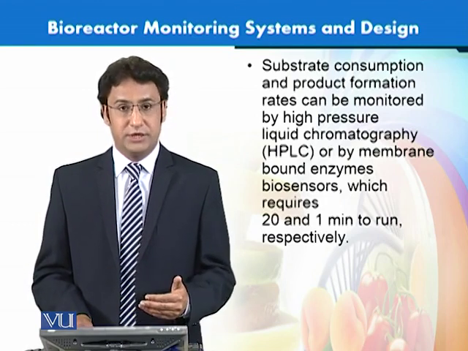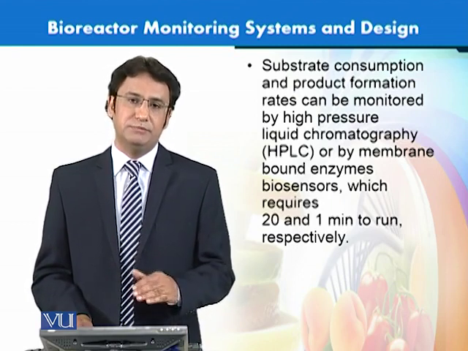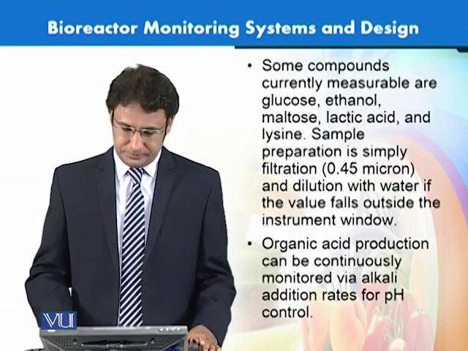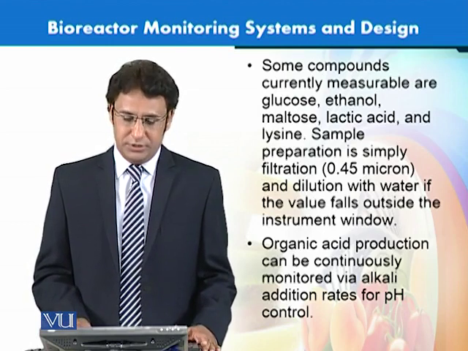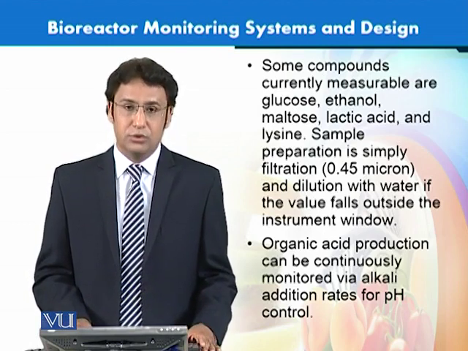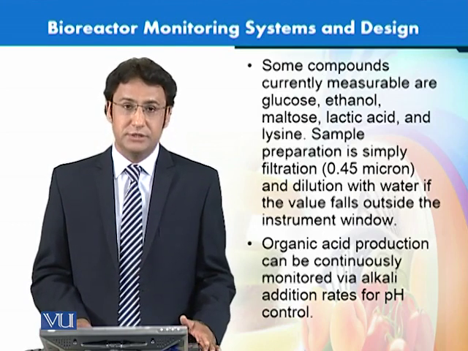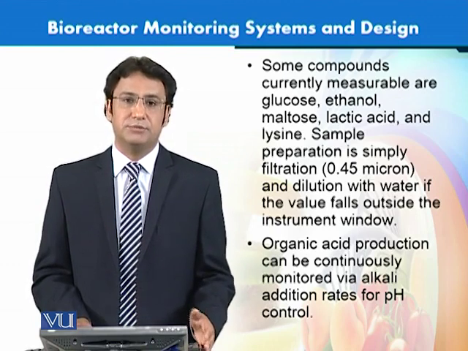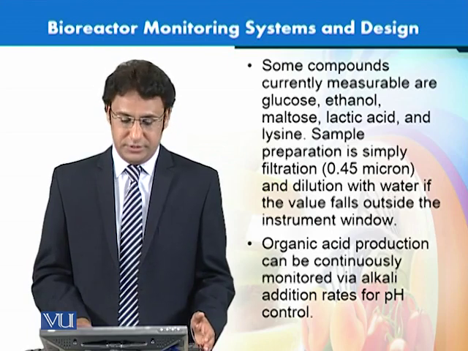But the good thing is that you can look at the related, similar compounds that are produced in the same run as well. Some of the compounds that are generally measured are glucose, ethanol, maltose, lactic acid, lysine, etc. When we have to produce these products by bioreactors, they are the ones that can be easily measured.